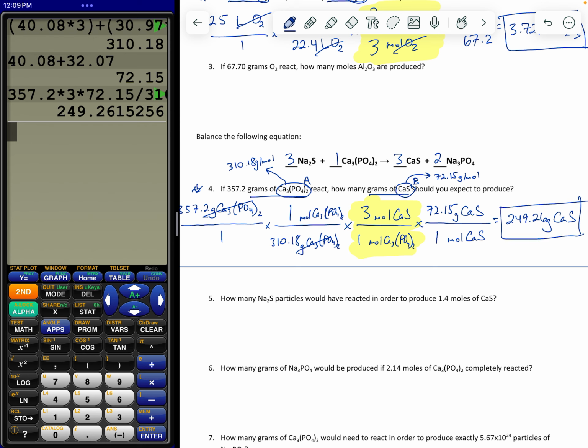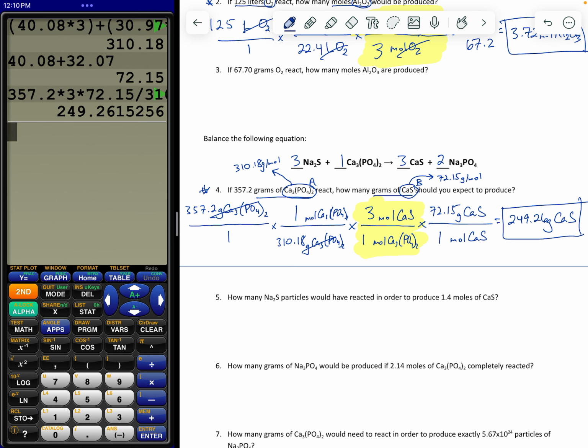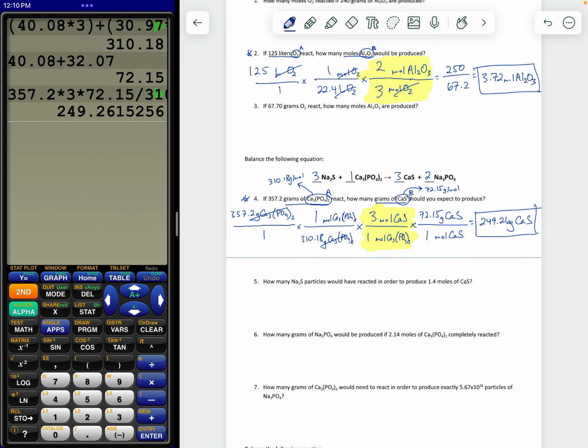So why is this useful? Well, it allows us in lab to be able to say, if I have this much to start, based on that starting amount, how much of one of my products, or however many of my products I want to talk about, can I expect to make? Now, will you actually make this? Not necessarily, and we'll talk about that at a later time during this unit. But hopefully that's enough examples for you to hit the ground running with this.